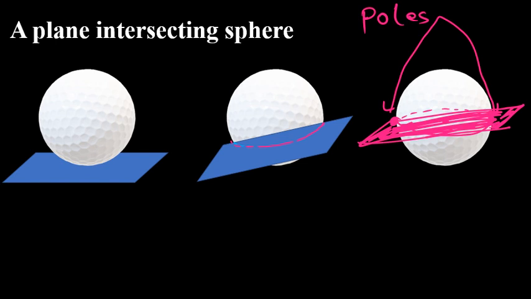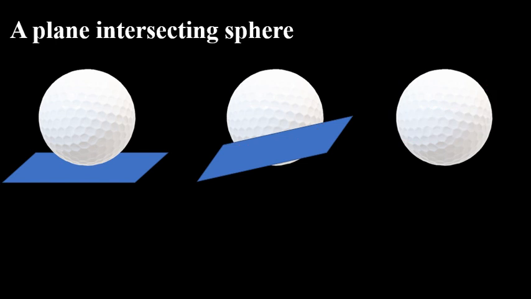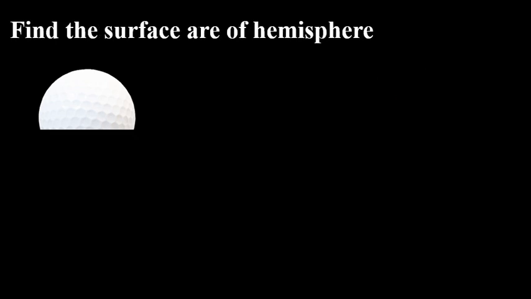So these are a few things that you should know about a sphere. Now let's try a few more questions on that quickly. Find the surface area of a hemisphere. In this hemisphere, again it is intersecting like this, from the center, and the radius is, let's say, 2.6 centimeter.